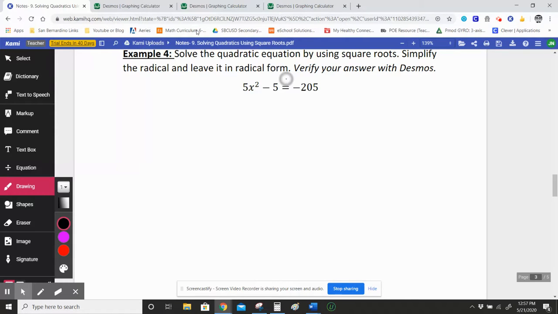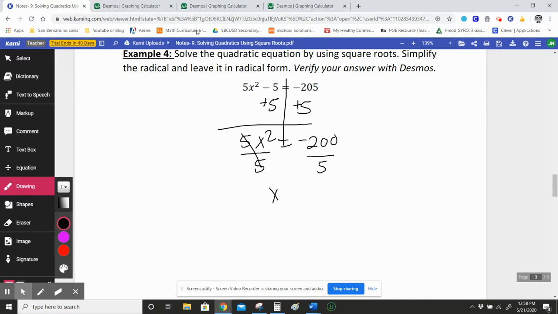So we're going to be taking the line, adding 5 on both sides. You're left with 5x squared is equal to negative 200. We're going to be dividing by 5 on both sides. Divide by 5, divide by 5. We get x squared is equal to negative 40. And then, so now all we need to do is take the square root of both sides. So take the square root of this side to unsquare, take the square root of this side, and then we're left with our final answer.